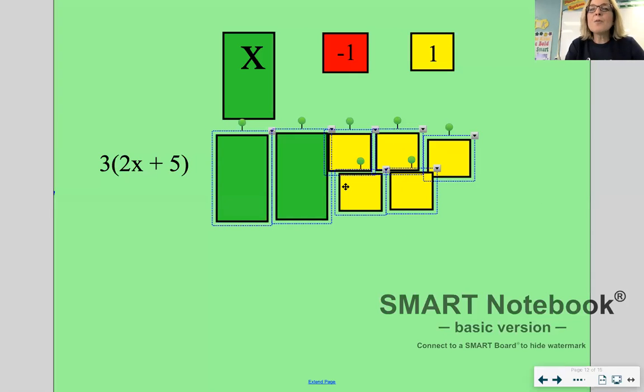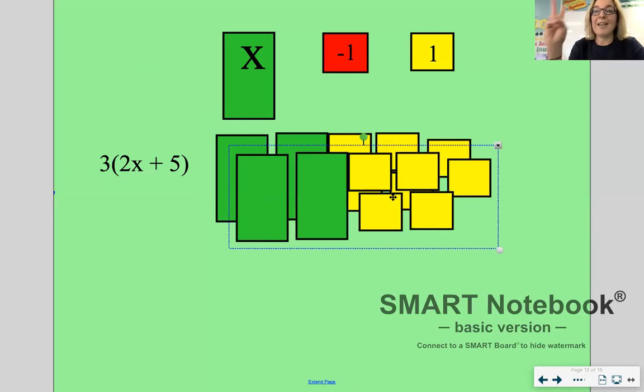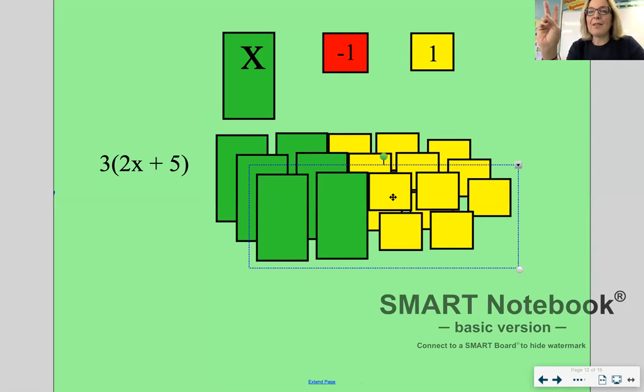All right, so here was what we pulled on the last slide. This is 2 x's and 5, right? But this says 3 of those. So we're going to repeat that. Okay, we're going to duplicate this. I'm going to try this again. Hold on one second. Okay. There we go. We've done it twice, and now we've done it 3 times. That's what that expression says. It says we're going to take 2x plus 5 and do it 3 times.